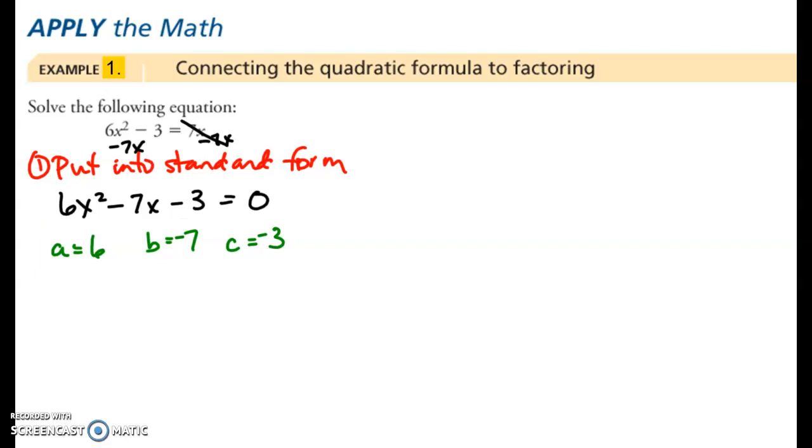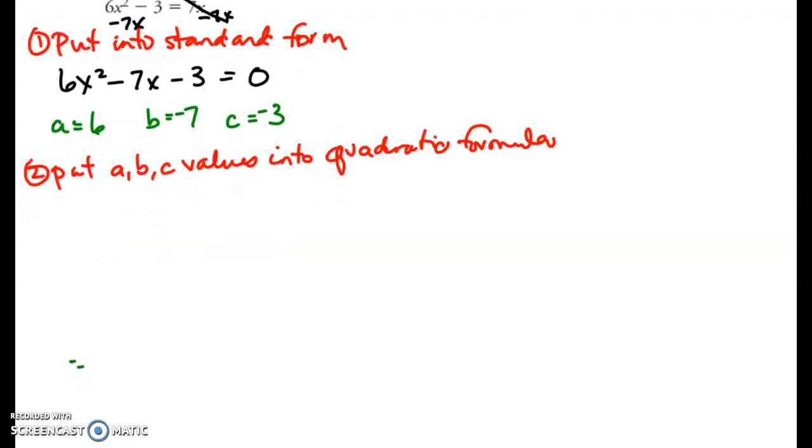Now, we're going to take those three values and put them into our quadratic formula. In order to avoid errors, it's a very good idea to write your formula out before starting, just like you would in a physical science class. So here we go. We've got x is equal to negative b plus or minus the square root of b squared minus 4ac, all divided by 2a.